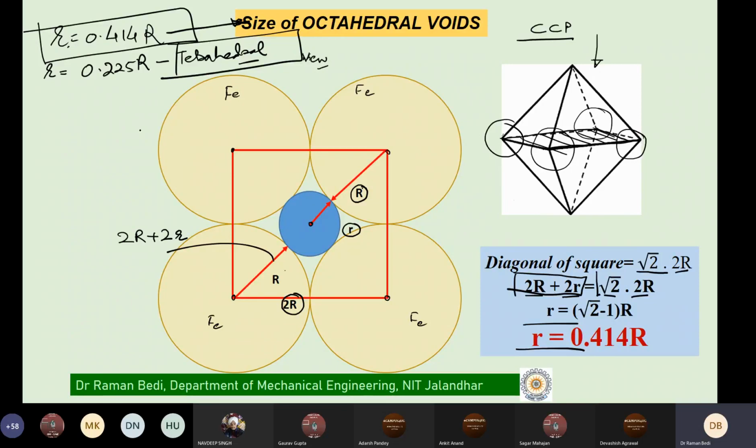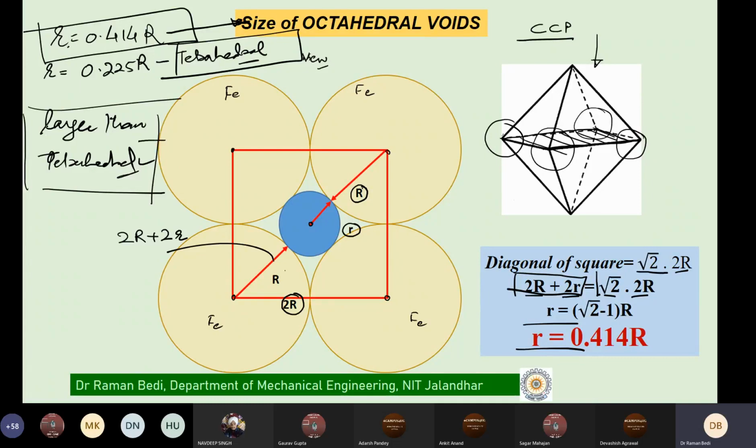So what is basically observed is that these octahedral voids are larger than the tetrahedral voids. They are larger in size. What is the consequence of this? We will have to appreciate that later. But right now, the observation and our calculations tell us that it happens to be on a larger side, and these voids are larger than what we see in the case of tetrahedral voids.